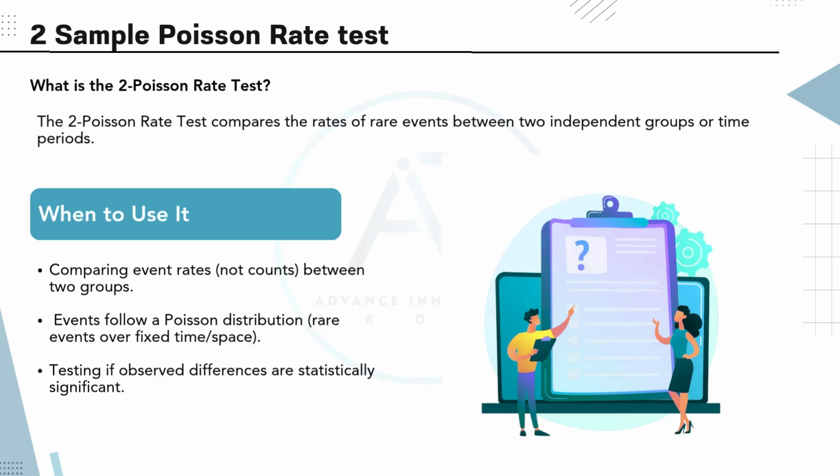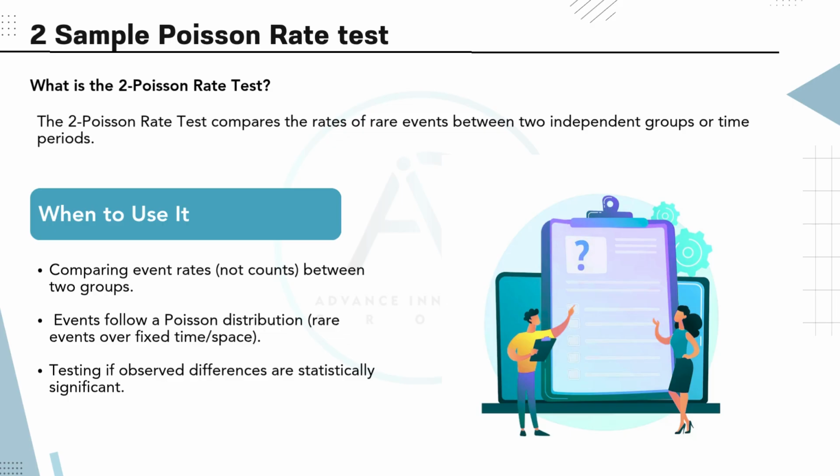When to use it? There are three main conditions that indicate this test is appropriate. 1. You're comparing event rates, not just counts, between two groups. This means you're not just looking at how many times something occurred, but how frequently it occurred in relation to time, space, or volume.